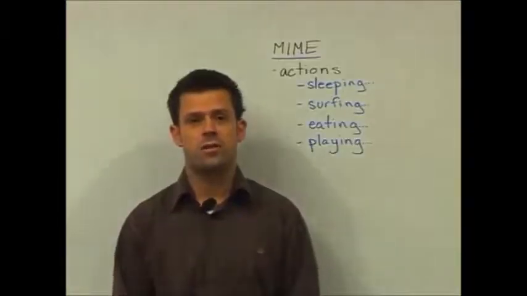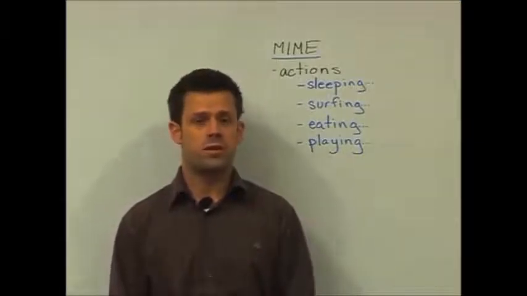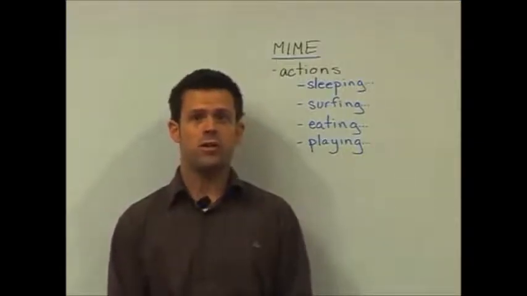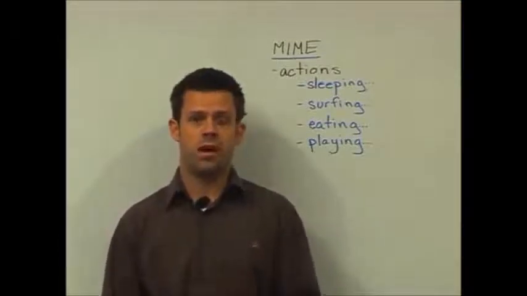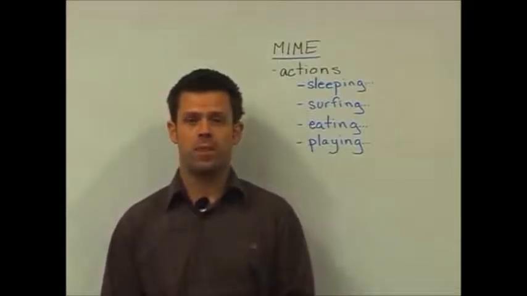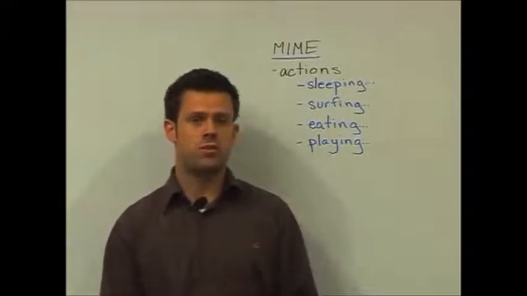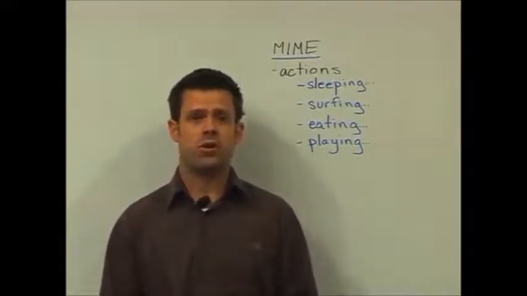Another idea for the present continuous tense focuses on the action of miming. Because it's in the present continuous tense, it'll be critical that the student who is doing the miming continues to do the miming as the students guess what he or she is doing. In order to do this, the teacher will ask one student to come to the front of the class and present them with a card.